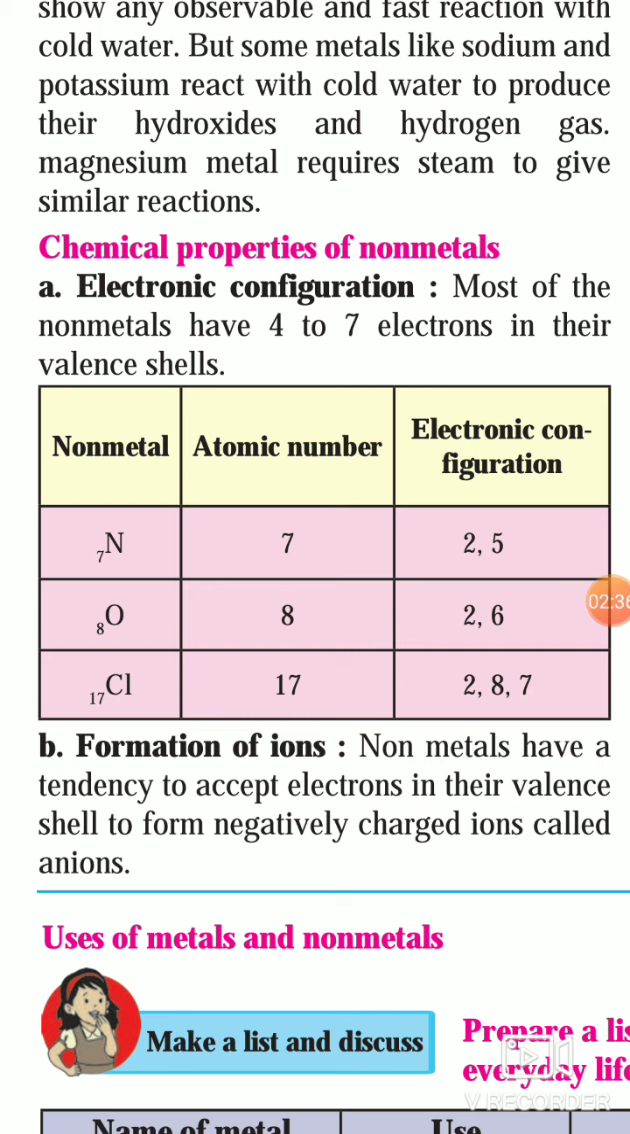The third property of non-metals is reaction with oxygen. When non-metals react with oxygen, they form non-metallic oxides, just the same as metals. Metals form metallic oxides and non-metals form non-metallic oxides. For example, when carbon combines with oxygen, it forms carbon dioxide. When carbon dioxide combines with NaOH, sodium hydroxide, it forms sodium carbonate and water.